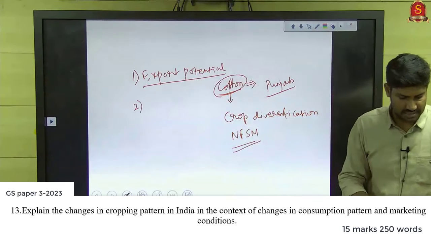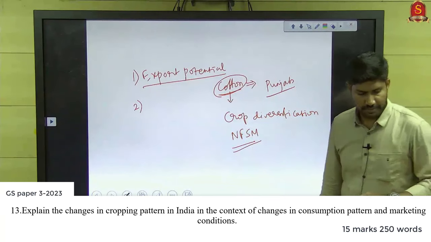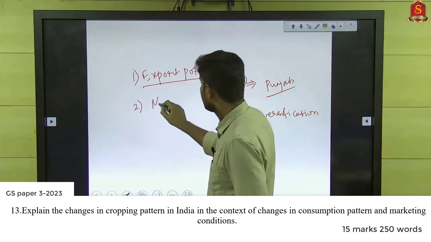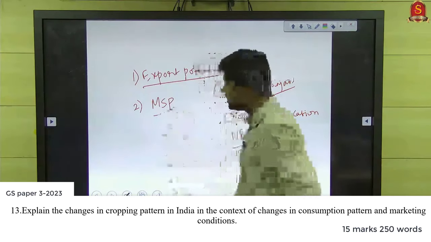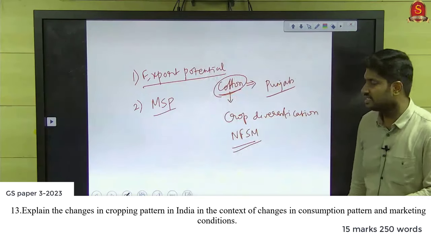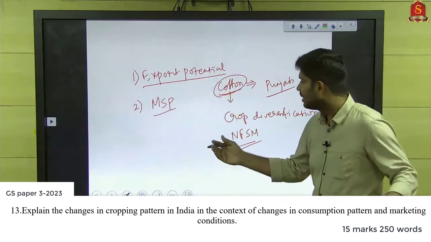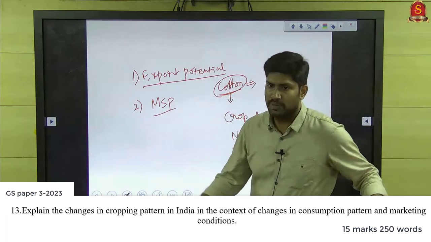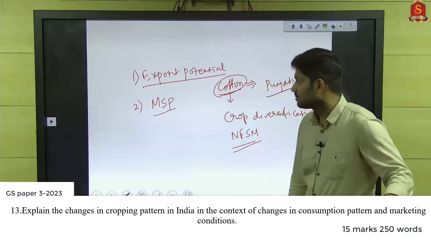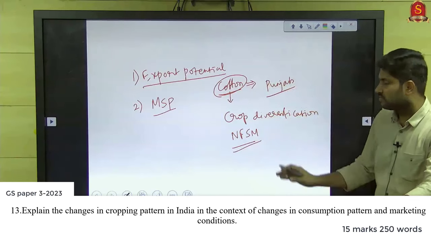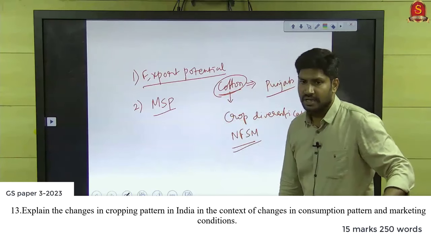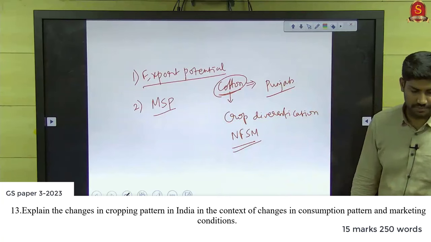Then government policies and the MSP. In many regions the farmers follow the rice-wheat based cropping system because they get an assured price from the government procurement agencies. So the MSP is also one of the main reasons for the promotion of the rice-wheat based cropping system.